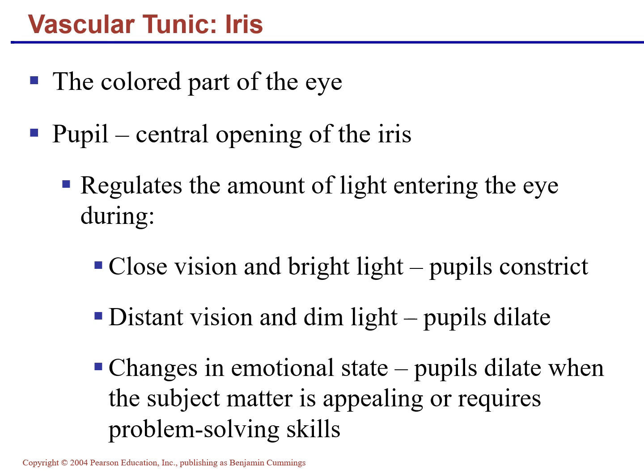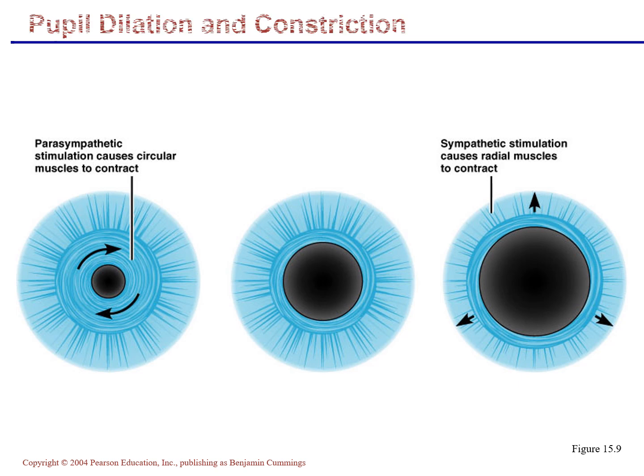The iris and the pupil regulate the amount of light entering the eye. During close vision and bright light, the pupils constrict. With distant vision and dim light, the pupils dilate. Or if we change our emotional state, pupils typically dilate when something is appealing or requires problem-solving skills. So your adrenaline is kicking in.